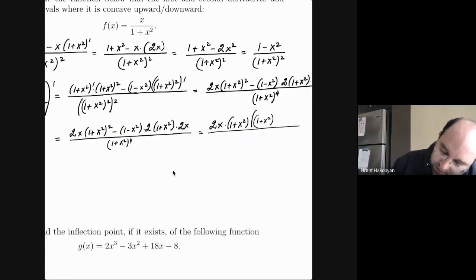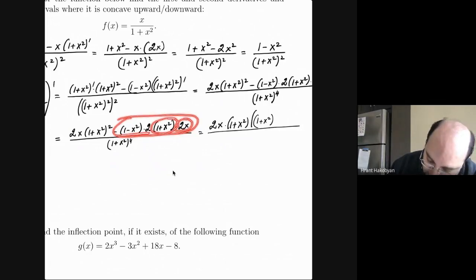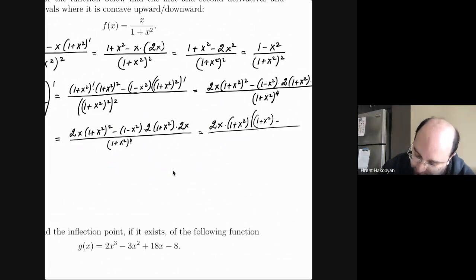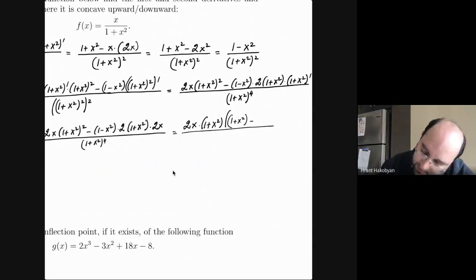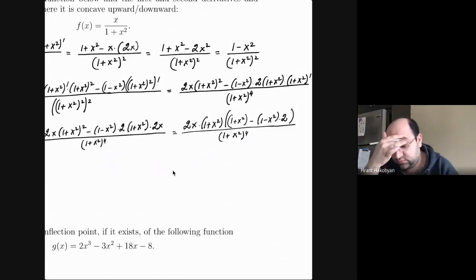Now in the second term, what did I factor out? I factored out this, and I factored out that. So the remaining term is this one here, (1 minus x squared) times 2. So I'm just going to write that down: minus (1 minus x squared) times 2. And in the new denominator, I have (1 plus x squared) to the power 4.